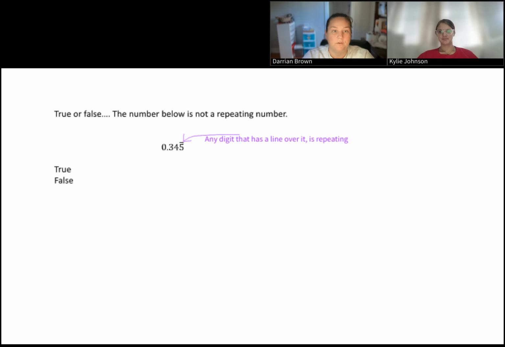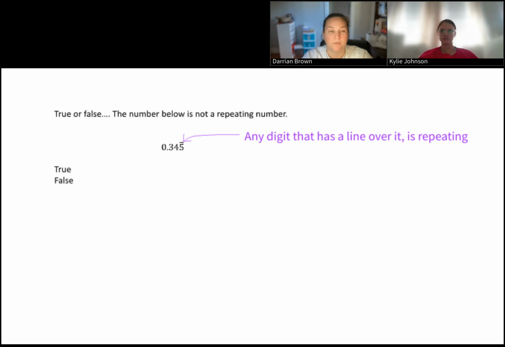So for math, we use this so that we don't have to write out this long decimal, because if we wrote it out, it would actually look like 0.345555555555, and nobody wants to write that. So if it's repeating, we can note that by writing a little line above the digit. So this is a repeating decimal. That means that this is false because it says that it's not. Good, Christian, Talia, Kimball. Yes, Diana. Exactly.